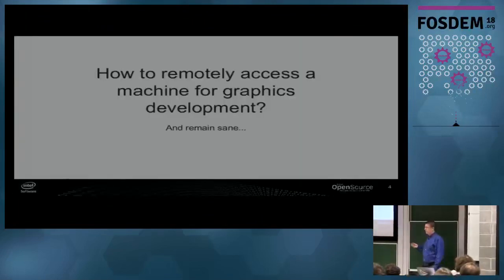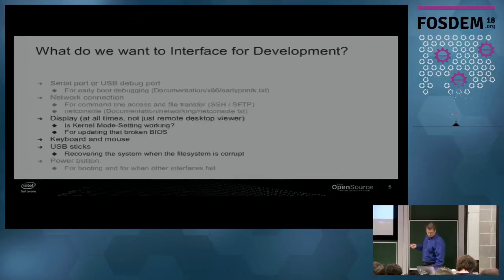So the question is how to remotely access a machine for graphics development. It's different for many developers, especially for kernel developers. When they are accessing it, they are mostly using SSH and locally. So in order to open it up more, we need to think what it means to be using it remotely.